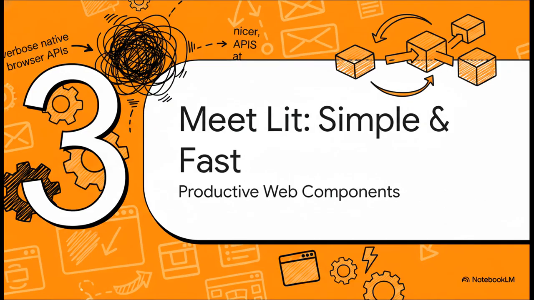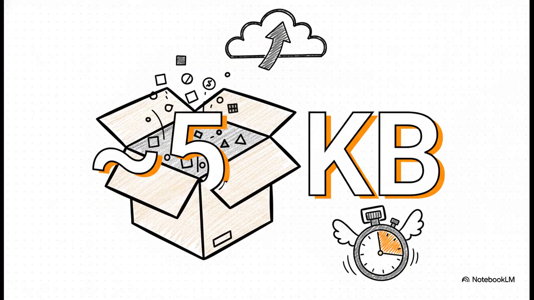Okay, so these native browser tools are super powerful, but they can be a little clunky to write by hand. And that's where a library like Lit comes in. Now, Lit doesn't replace those native APIs, it just sits on top of them and makes them way nicer and more productive to use. And the very first thing you'll notice about Lit is its size.